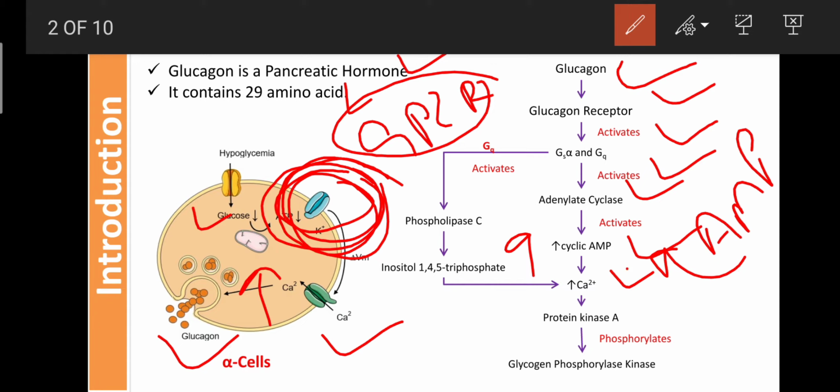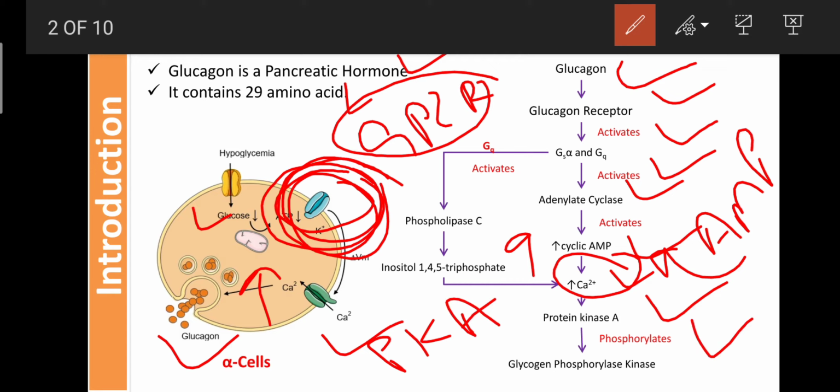Due to the accumulation of calcium, one enzyme can be activated, that is known as protein kinase A. It is also written as PKA. So activation of this enzyme can inactivate or phosphorylate the glycogen phosphorylase kinase. This enzyme is required for the formation of glycogen from glucose. And here glucagon can phosphorylate or inactivate this enzyme. Thus, it can inhibit the process of glycogen synthesis in the adipose tissues or especially in the liver.